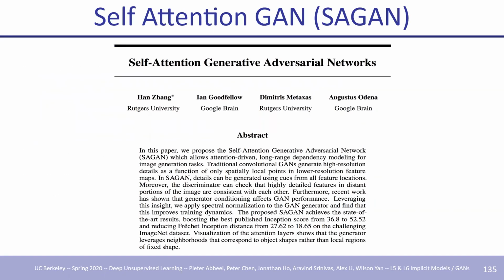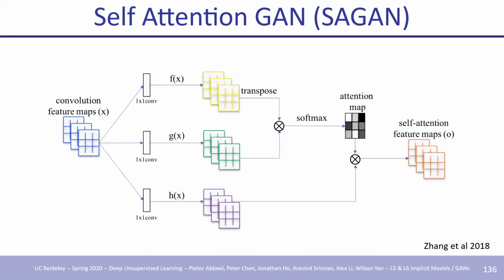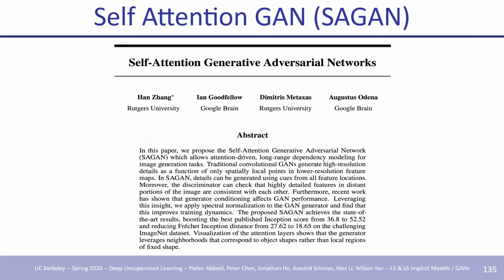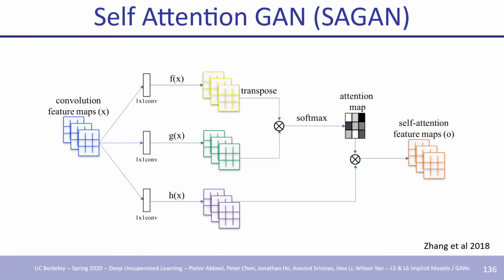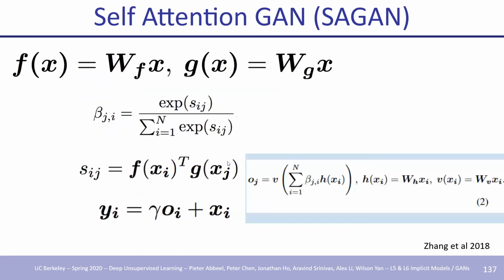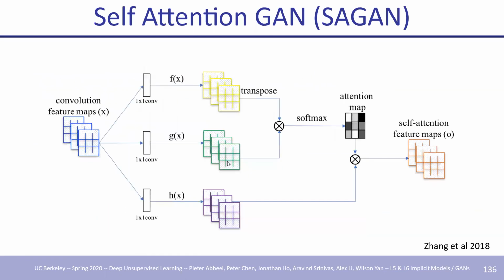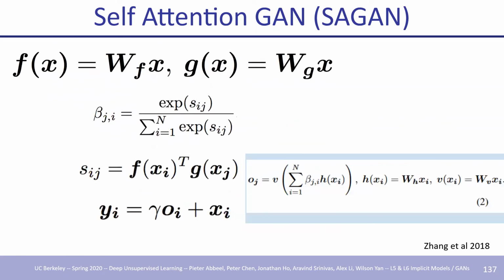Okay, so we can move forward to self-attention GANs. This is just using the transformer, and that's what the equations are. So instead of convolutions, I guess they're using transformers to have the attention.